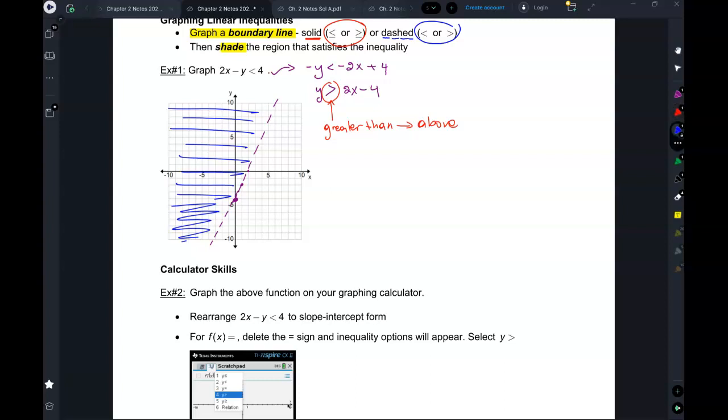Another way, if you pick a point, so let's say we pick the point 0, 0. Does 0, 0 work in this equation? It does, right? Is 0 greater than 2 times 0 minus 4? It is. So that's to double, triple, quadruple check that you've chosen the right graph.